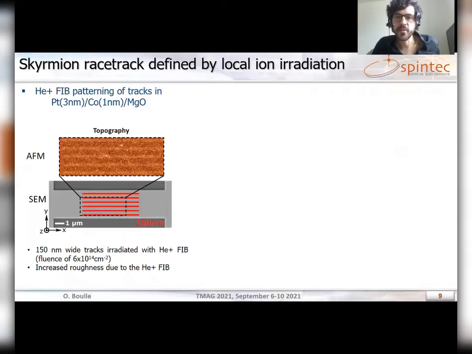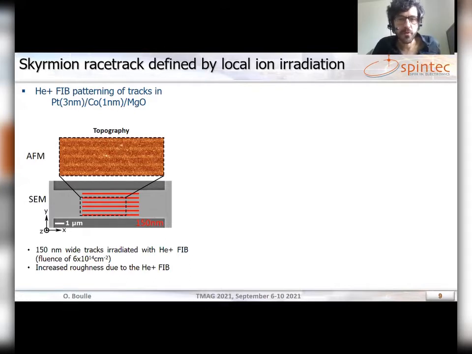So this combined decrease of the DMI and magnetic anisotropy induced by helium ion irradiation can be used to pattern a local potential well for the skyrmion. To this end, we patterned a 150 nanometer wide track using helium ion focused ion beam on a sputtered platinum cobalt MgO film.